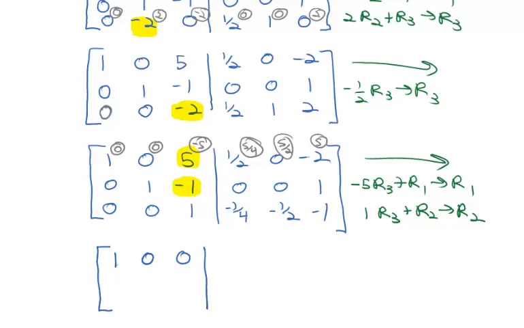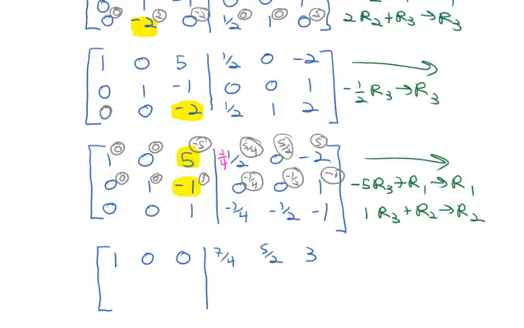1/2 written with a common denominator, we're multiplying by 2, we get 2/4. So 2 plus 5 is 7/4, 5/2. And 5 minus 2 is 3. The second row, we're multiplying by 1. So 0 times anything is 0. 1 times 1 is 1. -1/4, -1/2, and -1 times 1 is -1.